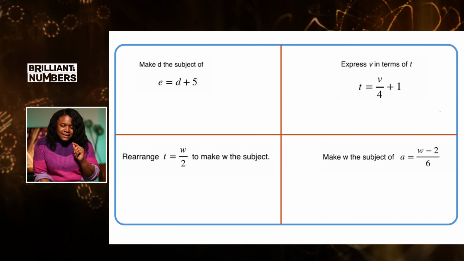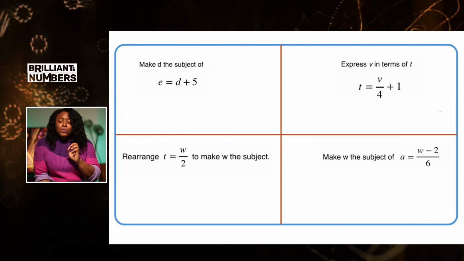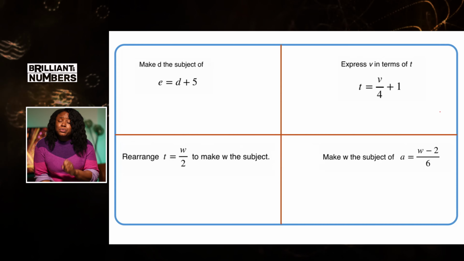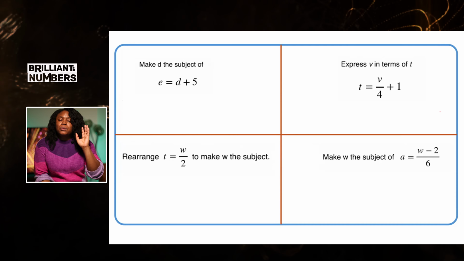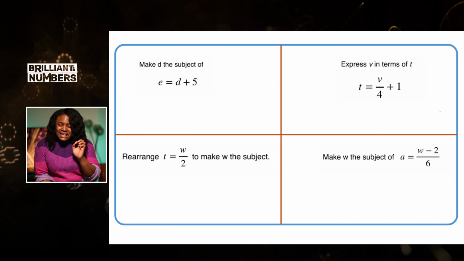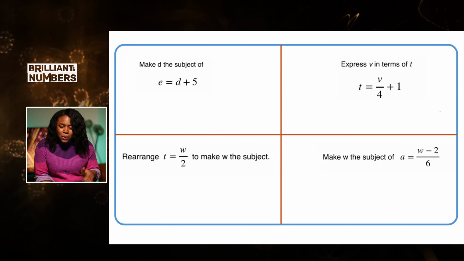Now, in the question here, we are asked to make D the subject. To make D the subject, that means we need D to be by itself on one side of our equation. So at the moment, E is our current subject because it stands alone on one side.